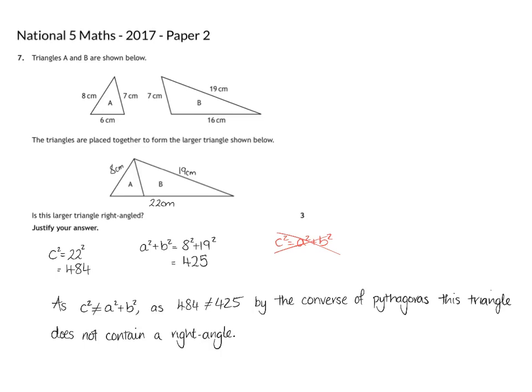So in this one, your first mark is for both of these steps here, for doing 22 squared and for doing 8 squared plus 19 squared. Your second mark is for working out your answers to those. And then your third mark is for your comparison and conclusion, using the fact that you're saying that it's the converse of Pythagoras.